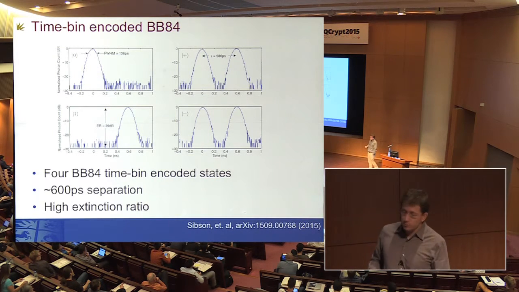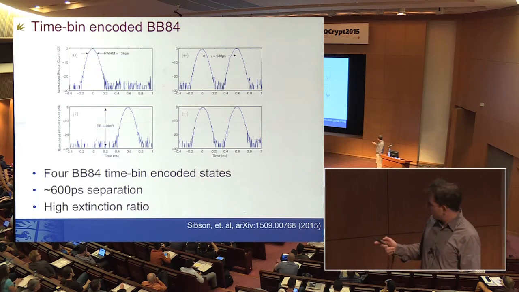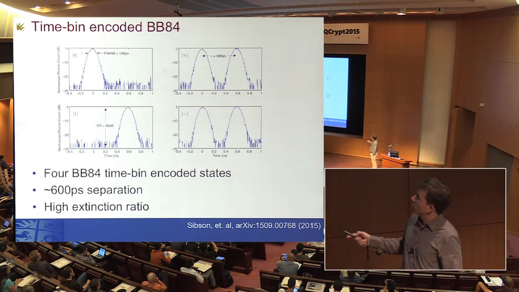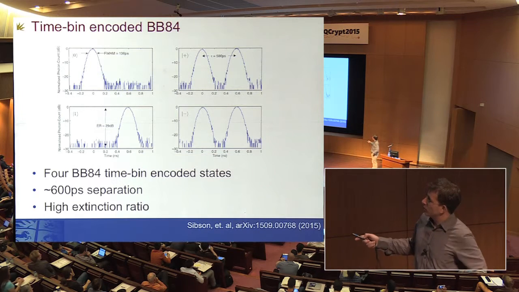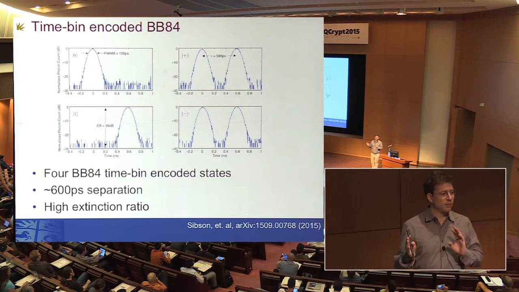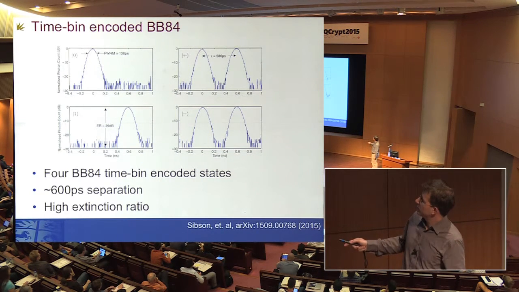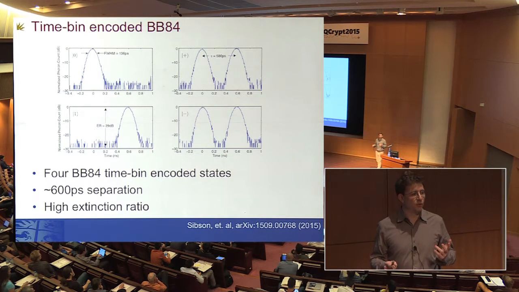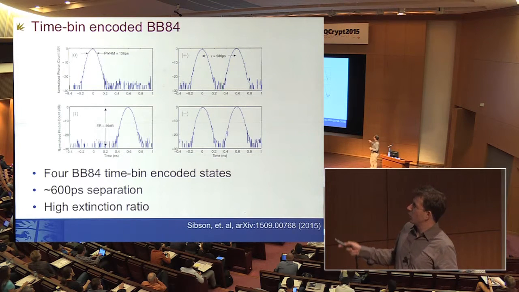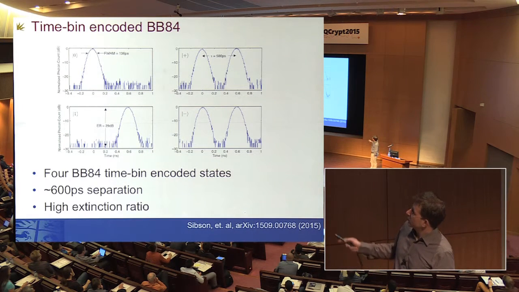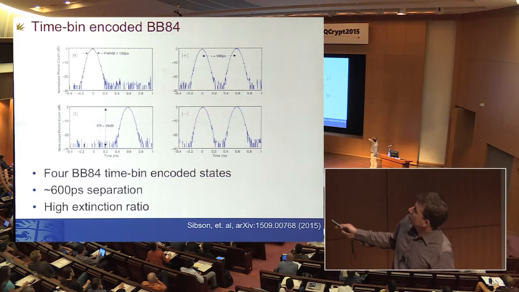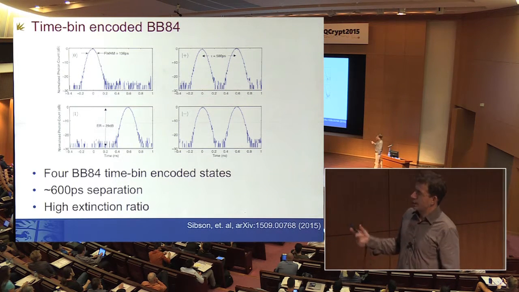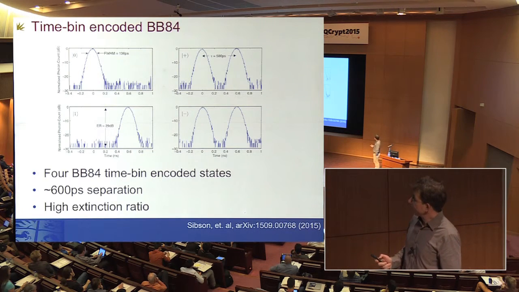So this is what we do. This is an example of a BB84 protocol. These are the 4 states that you need for your BB84 protocol. Your 0 and 1 states are realized by the 2 positions of your time bins, so the left or the right position. And then your plus and minus states are realized by a superposition state of your time bins with a relative 0 or pi phase shift between them. And then these are some of the metrics. So we've got about 600 picosecond difference between the 2 pulses and extinction ratio of around 30 odd dB.